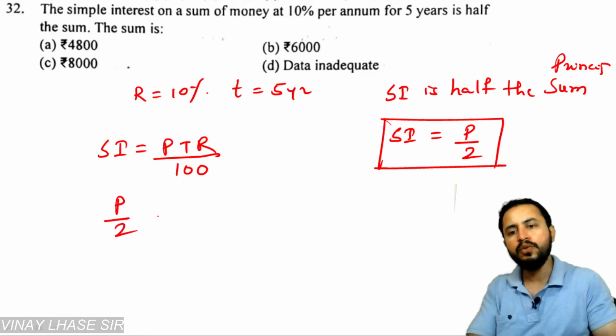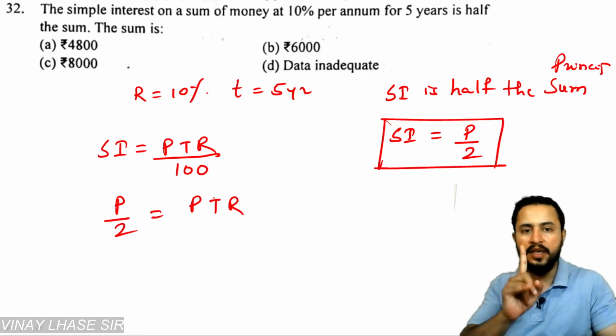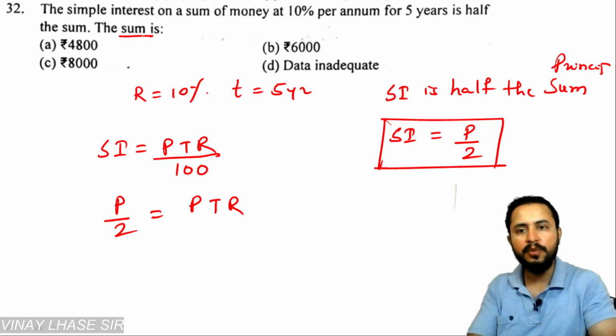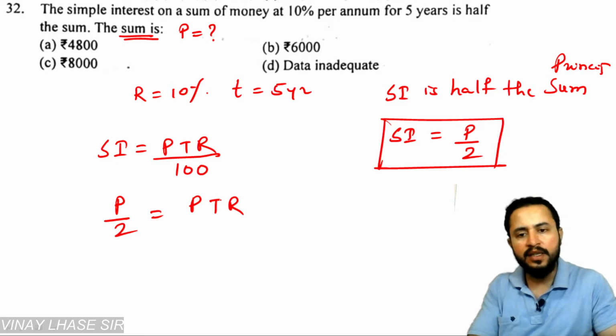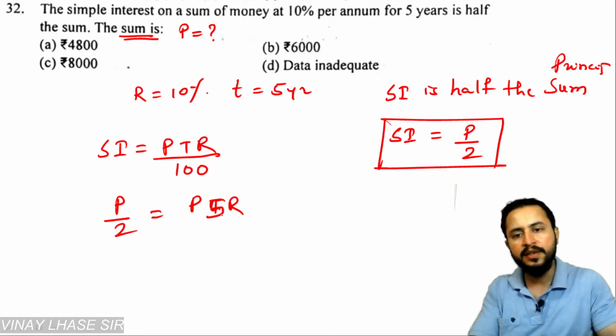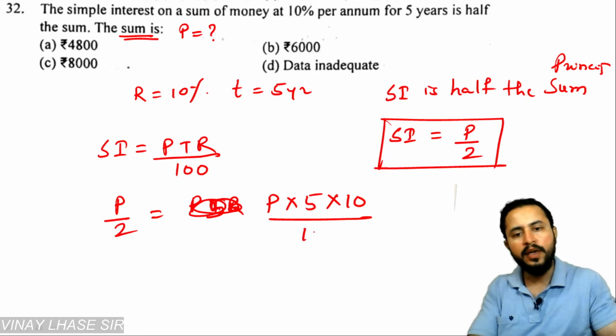So P upon 2. And here PTR upon, okay, just a minute, P ki value P thi, theek hai, that we have to find. Sum nikalna hai aapko, sum matlab P is equal to question mark nikalna hai. Timing given is 5 years ka hai, right? And rate of interest is 10%. P into 5 into rate, that is 10 upon 100.